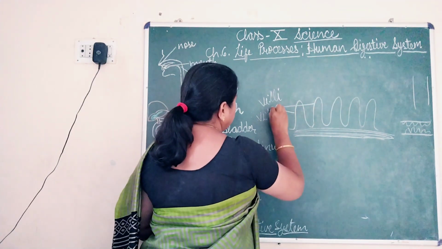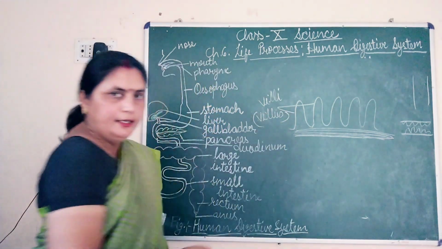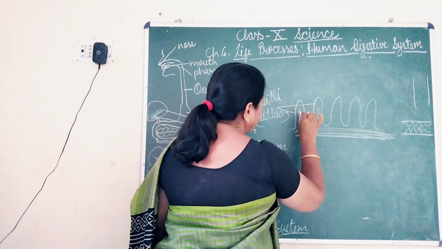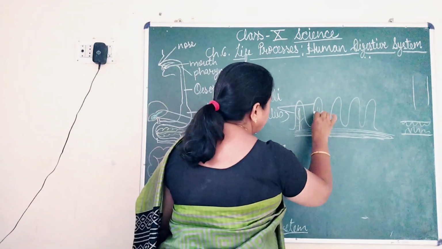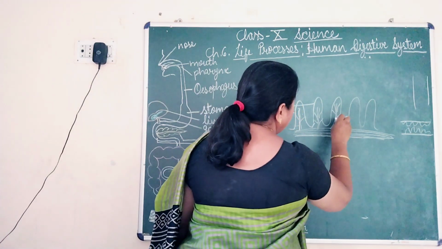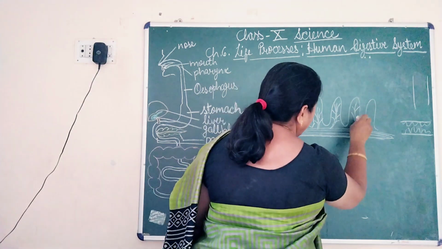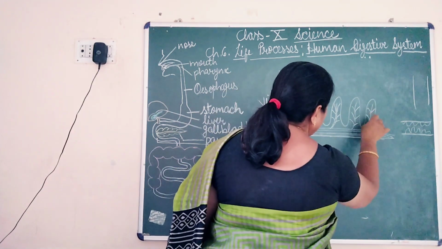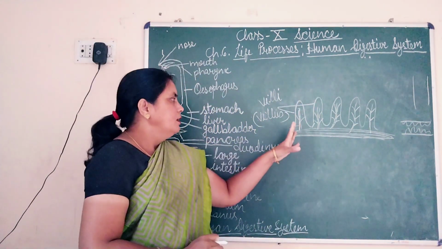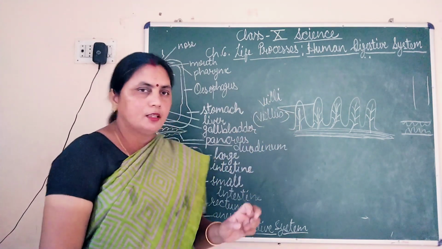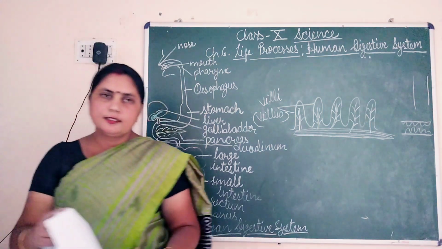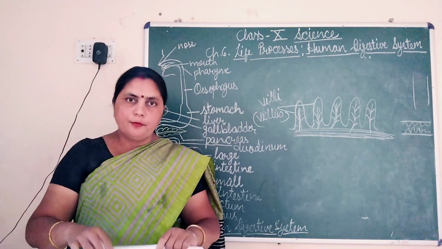The singular is villus and the plural is villi, and these villi are provided with a rich supply of blood capillaries. Many blood capillaries are there in these villi, and nerves are also present here. Now see, children, what is the role of these villi? They are just folded, so what happens? They increase the surface area of absorption.